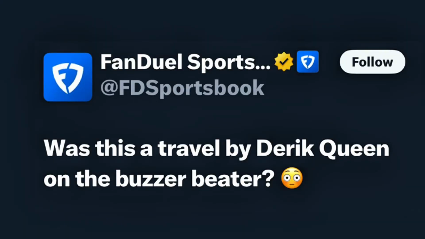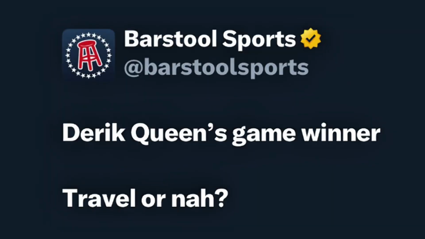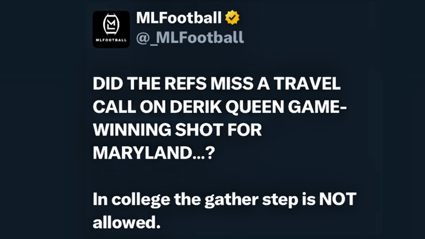FanDuel Sportsbook asks, was that a travel by Derik Queen on the buzzer beater? Barstool says game winner, travel or nah. And Football points out that in college, the gather step is not allowed. Yeah, so what exactly is the rule on the so-called gather step?